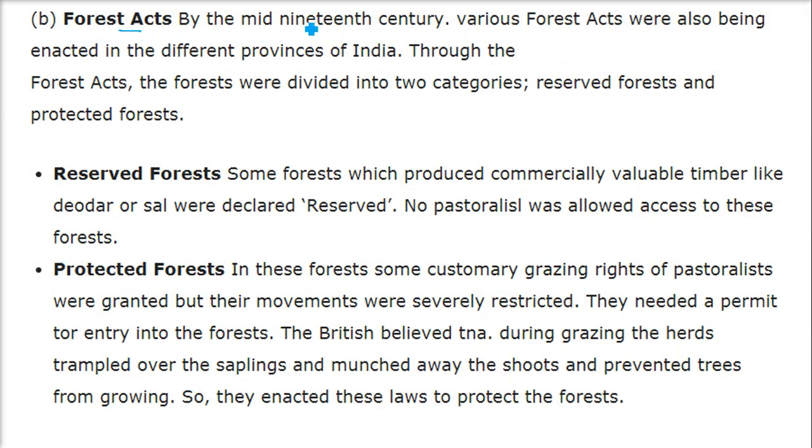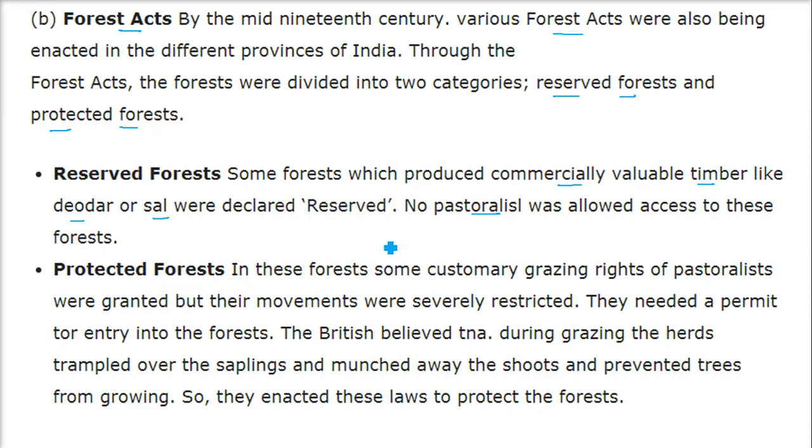The next one is Forest Act. By the mid-19th century, various forest acts were also being enacted in different regions or provinces of India. And through this Forest Act, the forests were divided into 2 categories: reserve forest and protected forest. Reserve forest means it is totally reserved. No pastoralist was allowed access to these forests. And why were these reserve forests made? Because they produce commercially valuable timber like the deodar and the sal. That is why they were declared reserved.